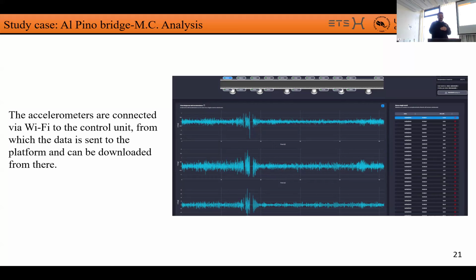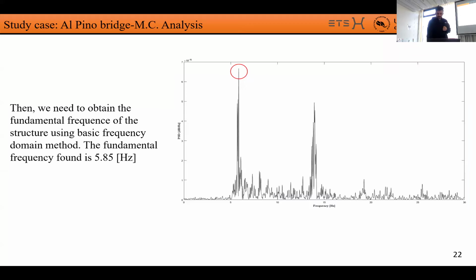So we have a lot of records that are available from the web platform. You can also check if some of the accelerometers are working correctly or not.